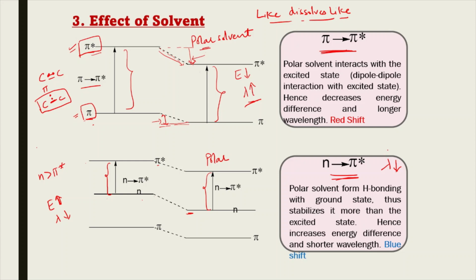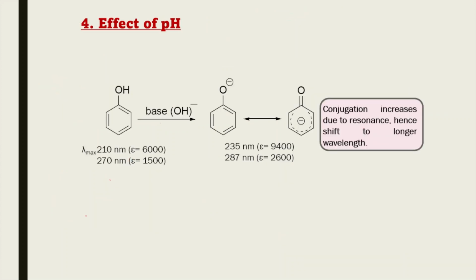the solvents. The last factor is effect of pH. Let us see first example. This is phenol and it has two lambda max values, 210 and 270 nanometer. One is due to pi to pi star transition, another is due to n to pi star transition. Now, which one is pi to pi star and which one is n to pi star?